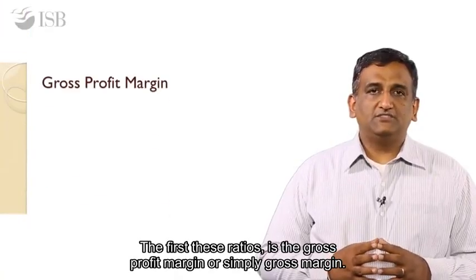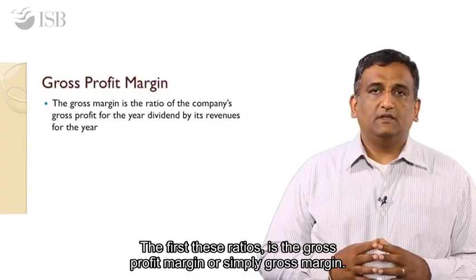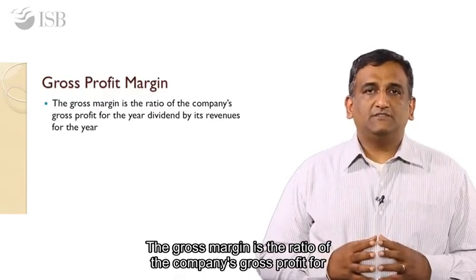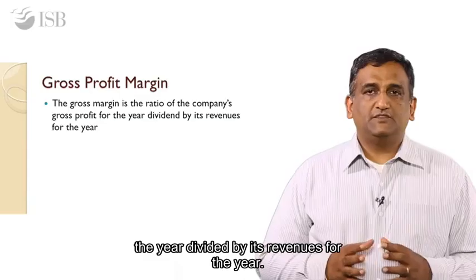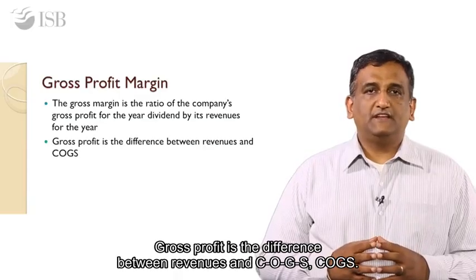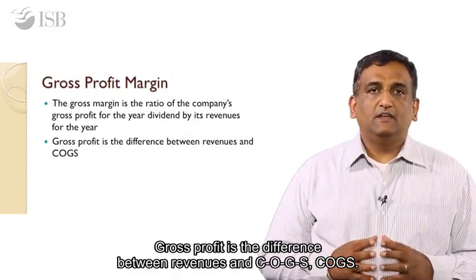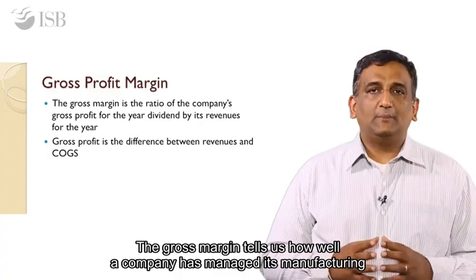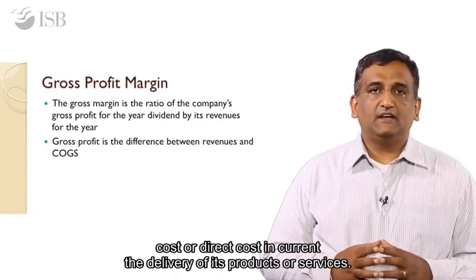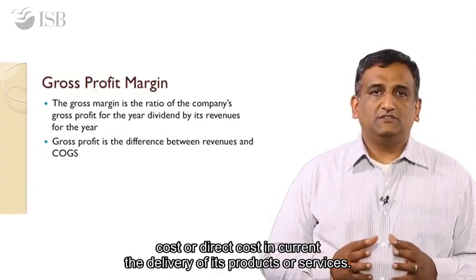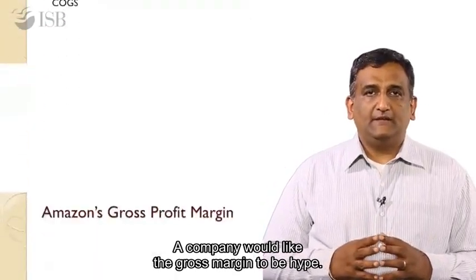The first of these ratios is the gross profit margin, or simply gross margin. The gross margin is the ratio of the company's gross profit for the year divided by its revenues for the year. Gross profit is the difference between revenues and COGS. The gross margin tells us how well a company has managed its manufacturing costs or direct costs incurred in the delivery of its products or services. A company would like the gross margin to be high.